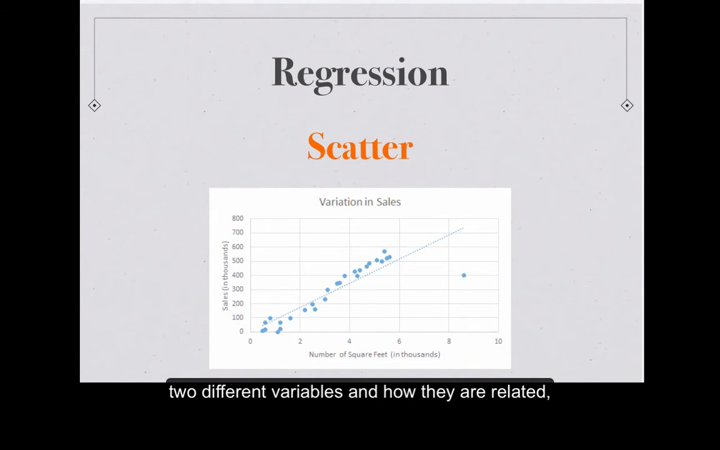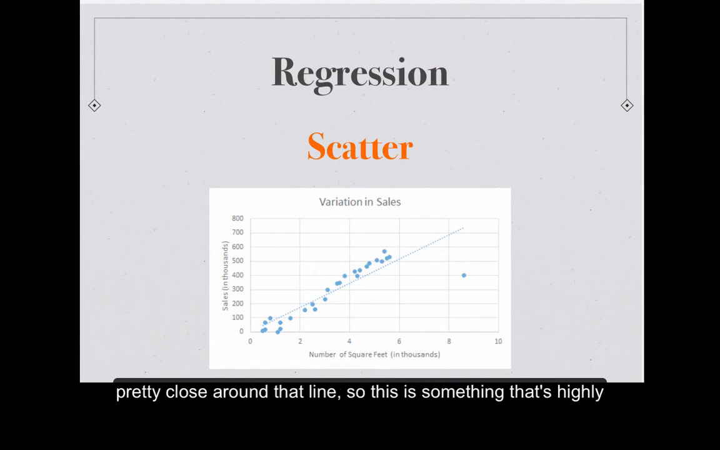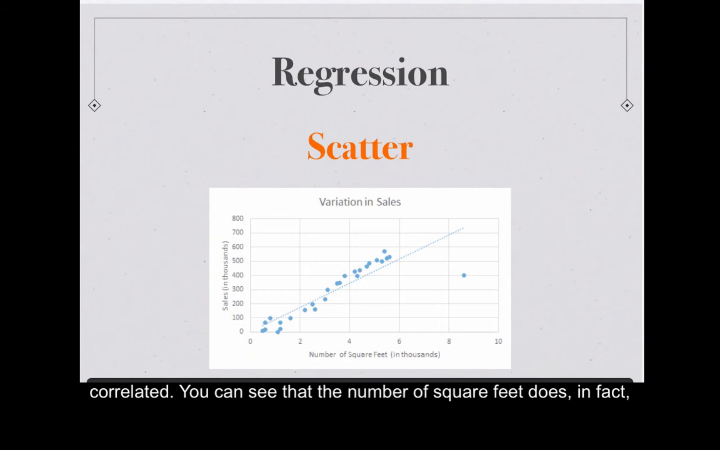When we're looking at two different variables and how they are related, we can create a scatter plot. And on this scatter plot, you can see all of these different data points along with our fit line. So right now we're looking at the variation in sales and the relationship of the number of square feet and sales. And we've created a scatter plot. You can see that most of the data points fit pretty close around that line. So this is something that's highly correlated.